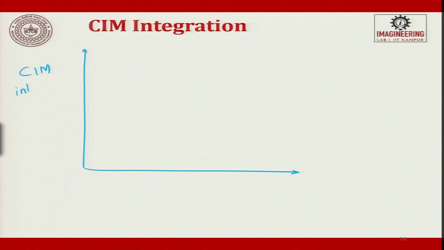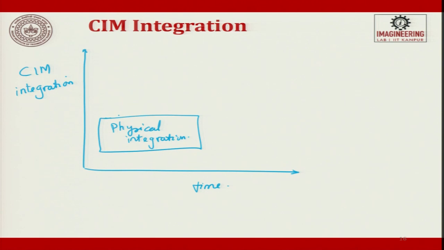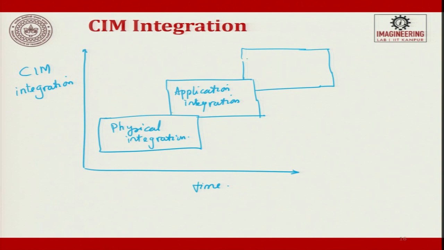So if we wanted to make a plot of CIM integration with respect to time, it was physical integration, then application integration, and the last one was business integration. In each integration we will see what all steps were there. So let me start from here.